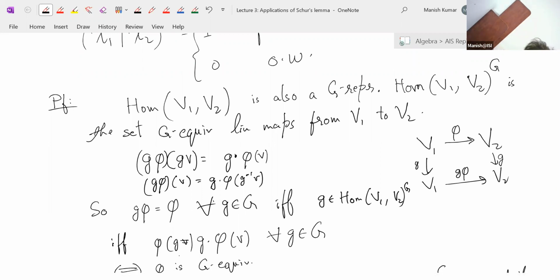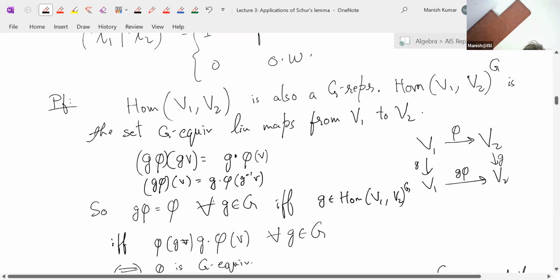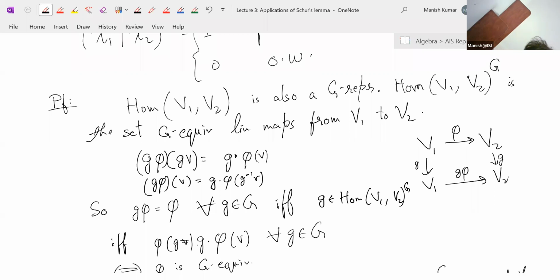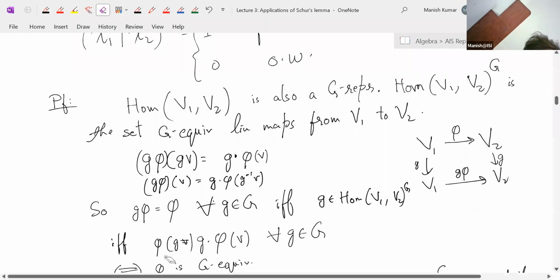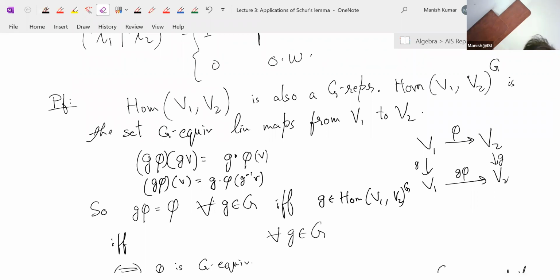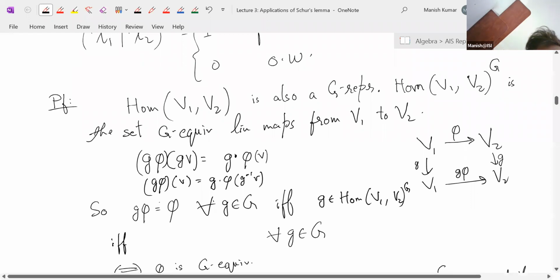Something is overwritten, that's why it looks funny. So maybe let me just rewrite this. In the process of moving, this went crazy. What it means is that g phi of v is phi of v. That tells you that. But by the formula, g phi of v is g dot phi of g inverse v.